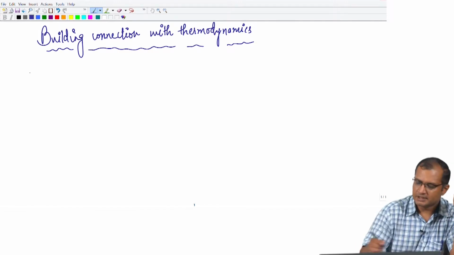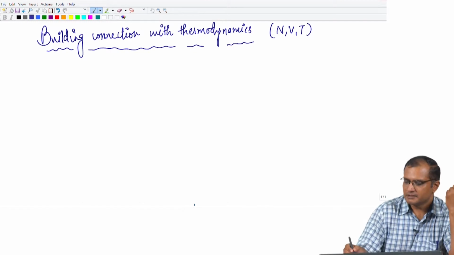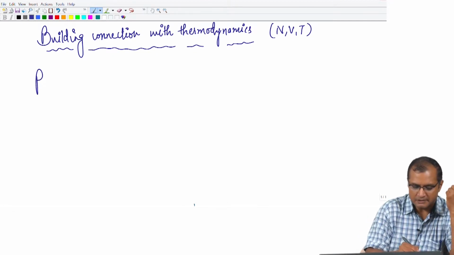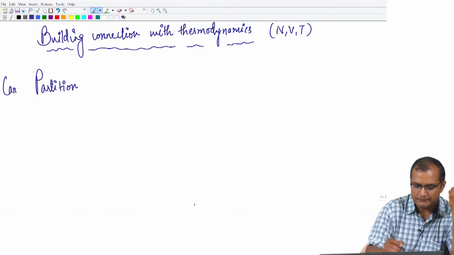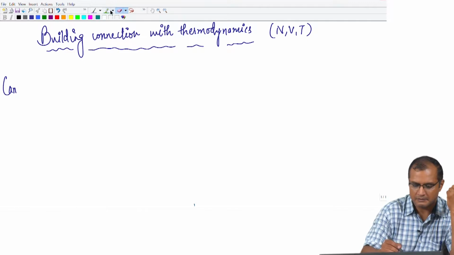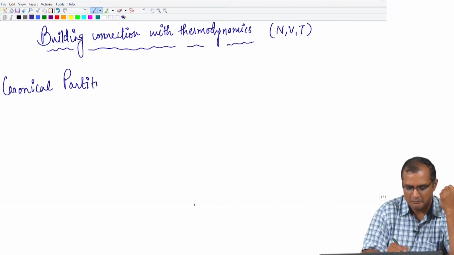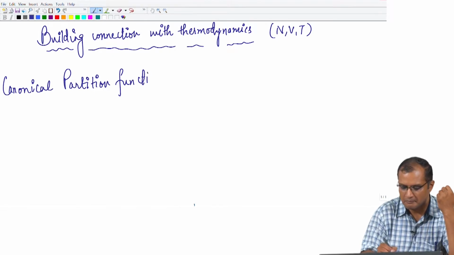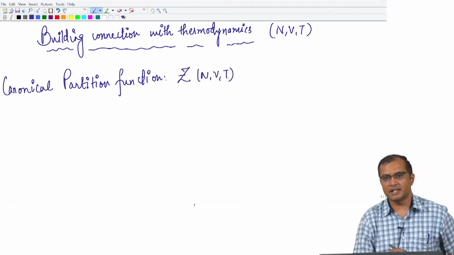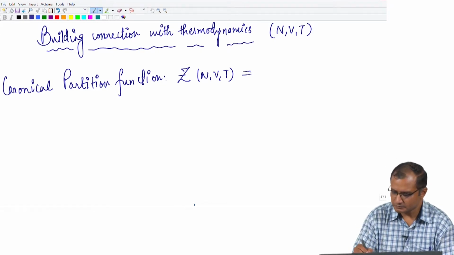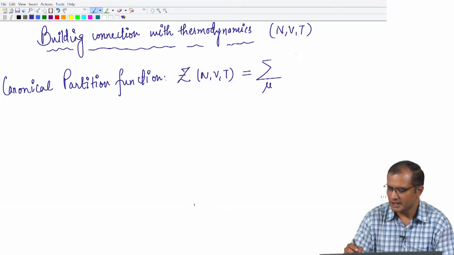So, I will start off with the recollection that we arrived at a partition function in the canonical ensemble. So, I am going to write down the canonical partition function. As the macro state is NVT, thermodynamic macro state, we got the expression for the partition function as summation over all the micro states e to the power minus beta H, which is the Hamiltonian of the micro state.